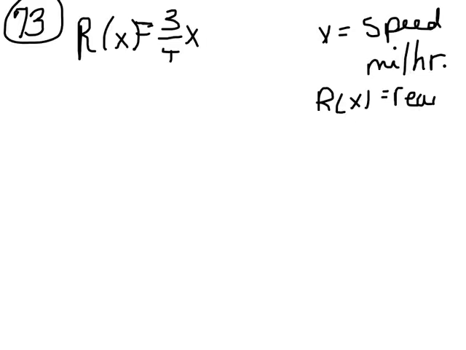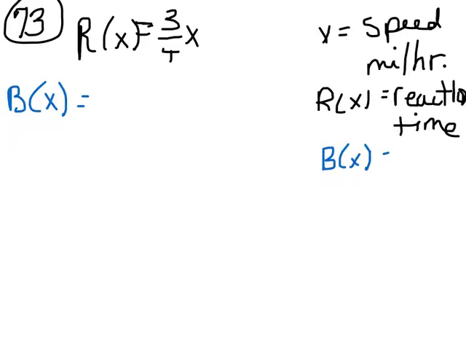So let's list what everything is so we can keep it straight. Because now we get another equation, and it's called b of x. I don't know why they couldn't have called it d of x, but it represents the distance traveled while the driver is braking. So when you slam your brake on, that's your distance while braking.